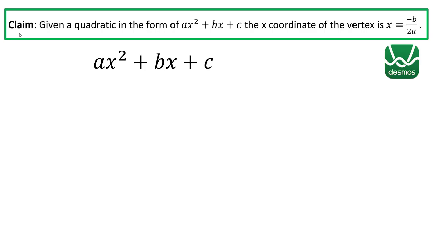Let's investigate the claim that given a quadratic in the form of ax squared plus bx plus c, the x-coordinate of the vertex is x equals negative b divided by 2a. To begin the investigation, I want to take a look to see how a, b, and c affect the x-coordinate of the vertex. I'm going to do this using Desmos.